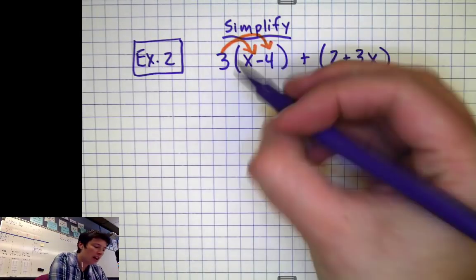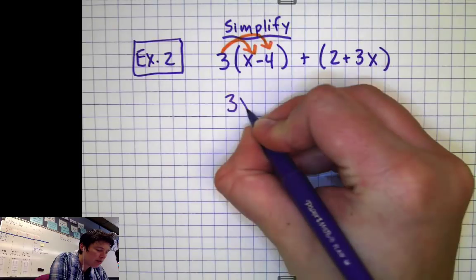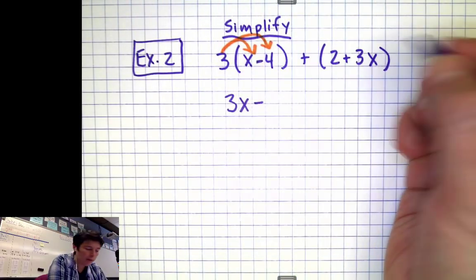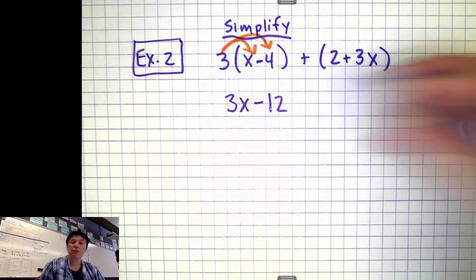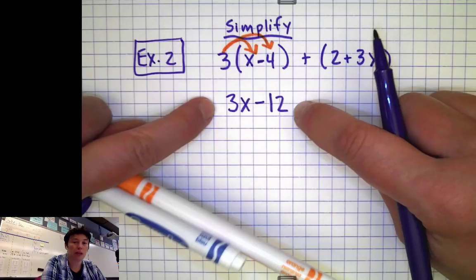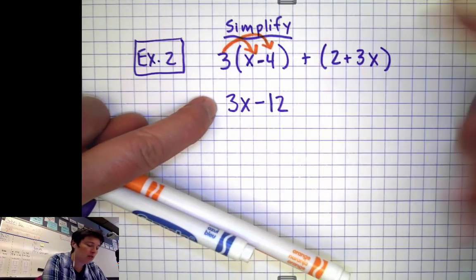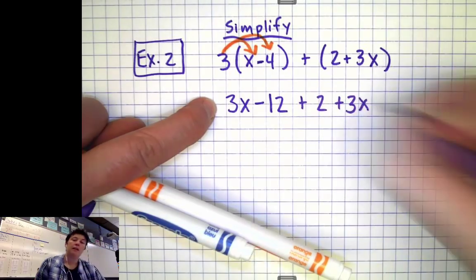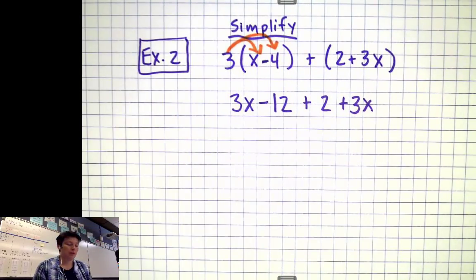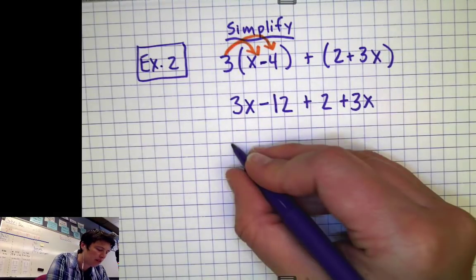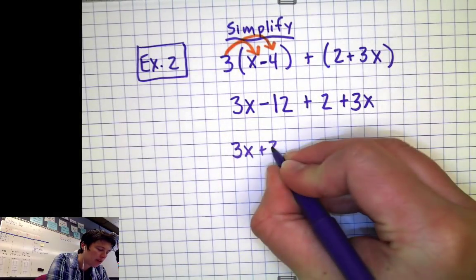So if I have 3 x's, that's 3x, minus, if I have 3 4's, what's 3 times 4? That's 12. So here's my simplified answer for that one parenthesis: 3x minus 12. Then I have to add it to this. So I'm going to add 2, and I'm going to add 3x. Now I can combine my like terms. What is going to go together? Well, the 3x and the 3x.